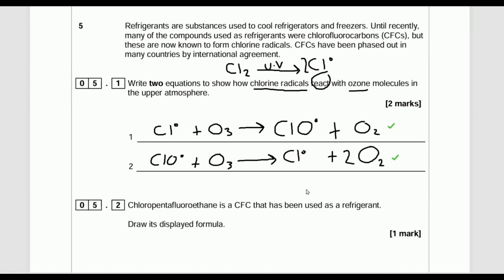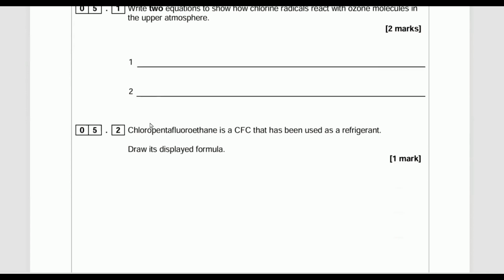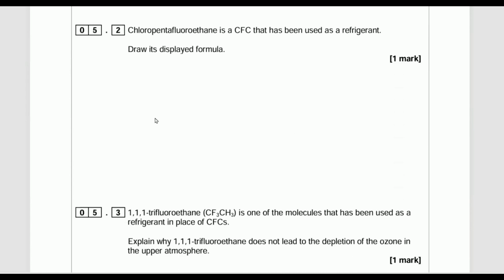Right, let's move on. 5.2, chloropentafluoroethane is a CFC that has been used as a refrigerant. Draw its displayed formula. So that means they want us to show all the bonds. And it's all in the name, isn't it? It's pentafluoroethane. So we just start from the fact that it's ethane. So that's your starting point. You've got 2 carbons. And then it says pentafluoro and 1 chloro. So we can stick the chloro on wherever we like. It doesn't matter. And then 5 fluorines.